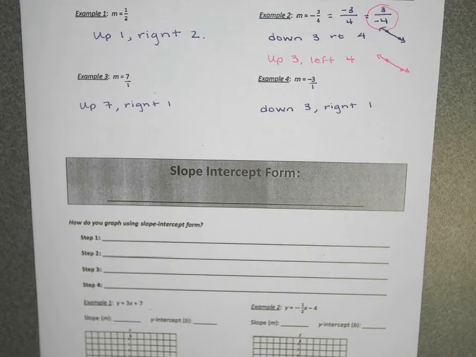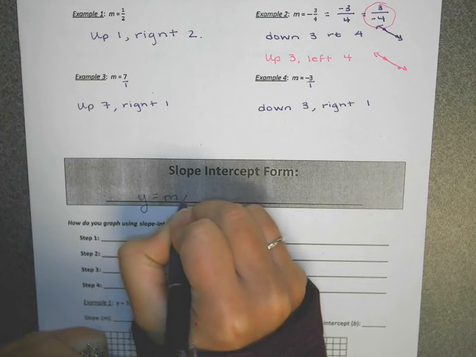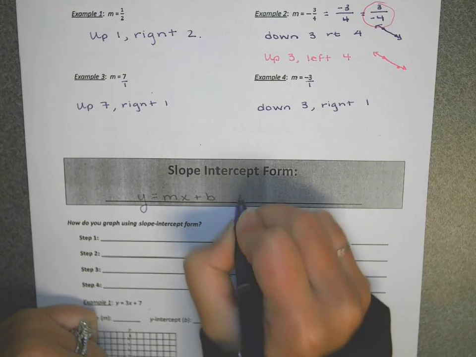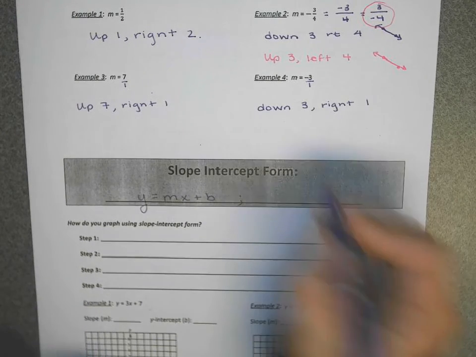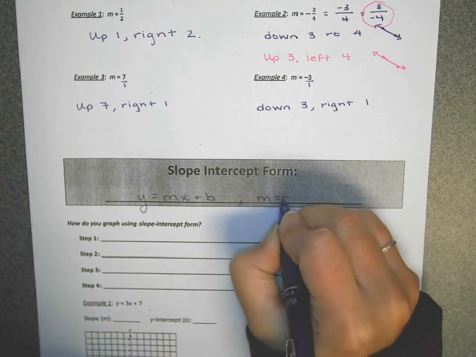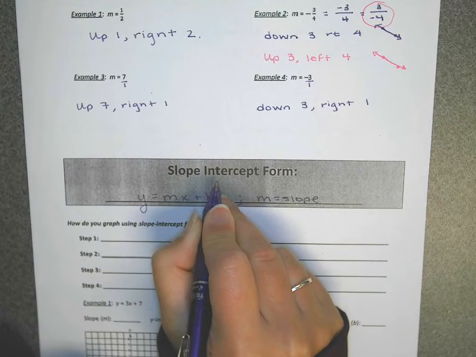Okay. Now, slope-intercept form. This is the equation that most of you tend to remember. Y equals mx plus b. Okay. Now, we have to know a couple key pieces of information, so we always write it with it. M is going to represent what? Slope. Notice it's right in the name, slope-intercept form.